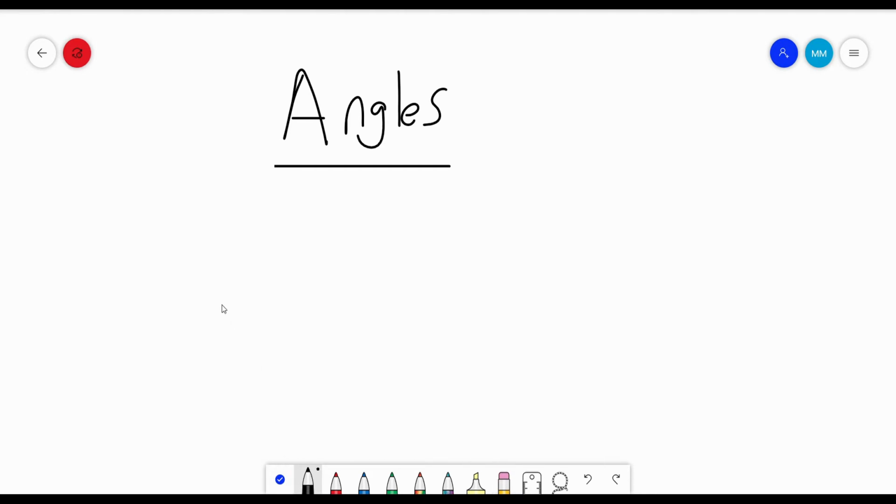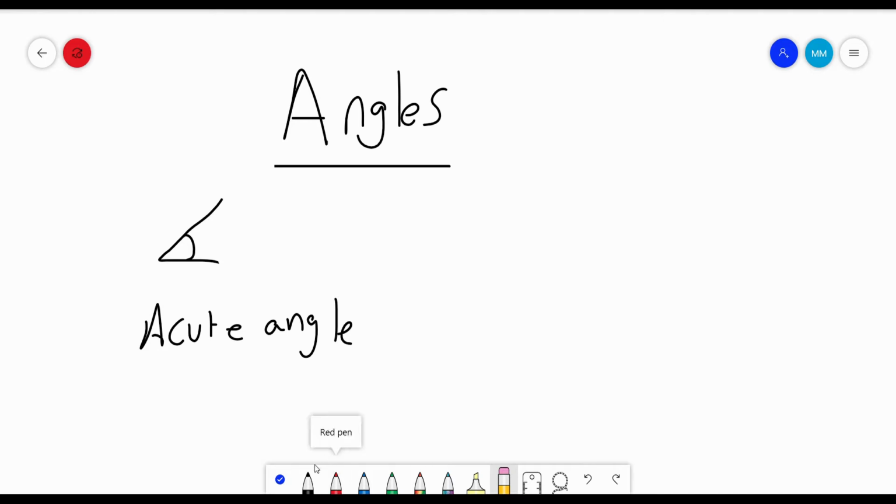So we have acute angle. So acute angles normally look something like this. These are obviously sketches, so imagine these are two straight lines. And an acute angle is anything less than 90 degrees when you measure it. That becomes acute.